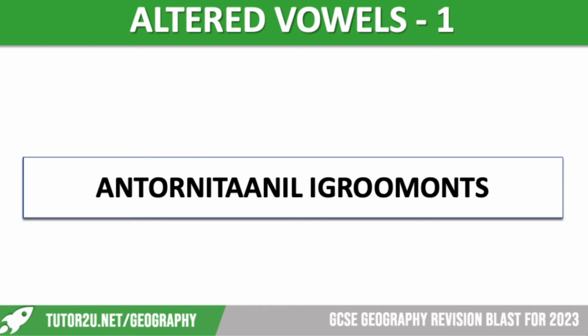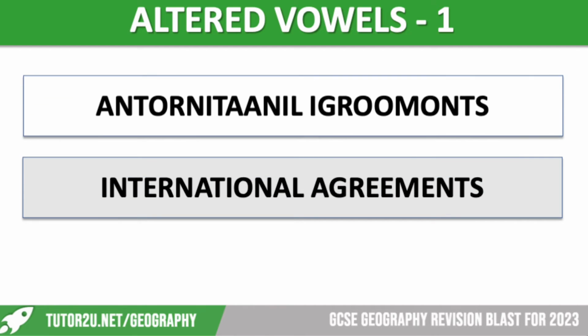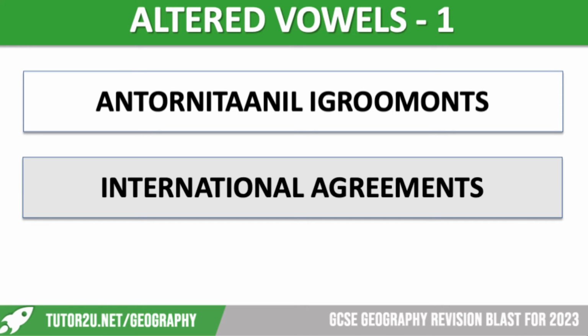Have we worked this one out? Let's reveal this one. It is international agreements. So these are between governments and they are aimed at protecting the biodiversity and the resources of the rainforest. A really good example of this is the 2006 International Tropical Timber Agreement, and this restricts the trade in hardwoods taken from the tropical rainforest.